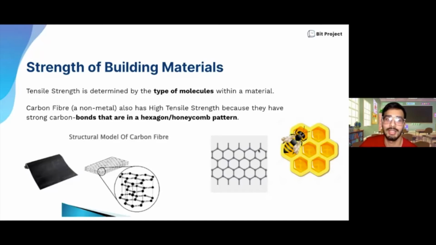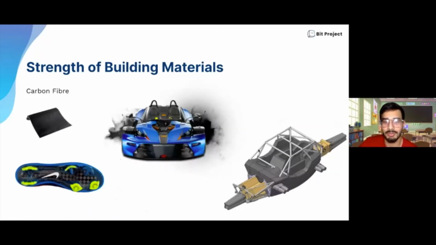And in fact, carbon fiber is found in many types of structures and uses in the world. So they're found in soccer boots or sports cars, or even building materials for the engine or chassis of a car, because it's very lightweight and very strong because of its repeated structure of carbon atoms.